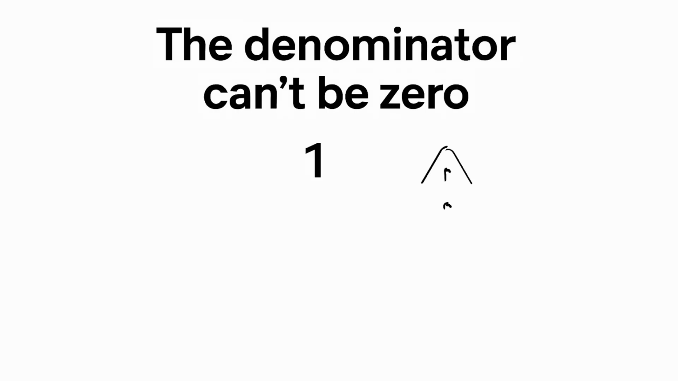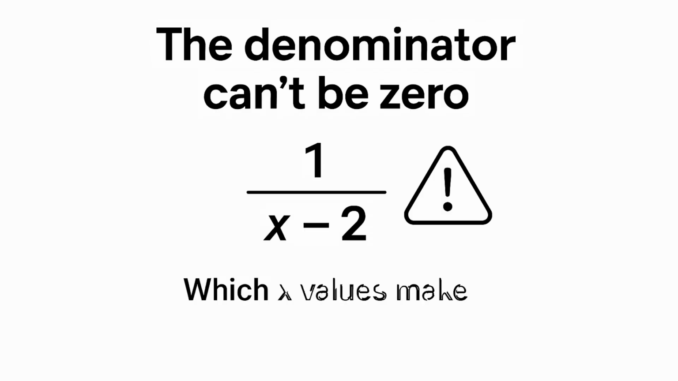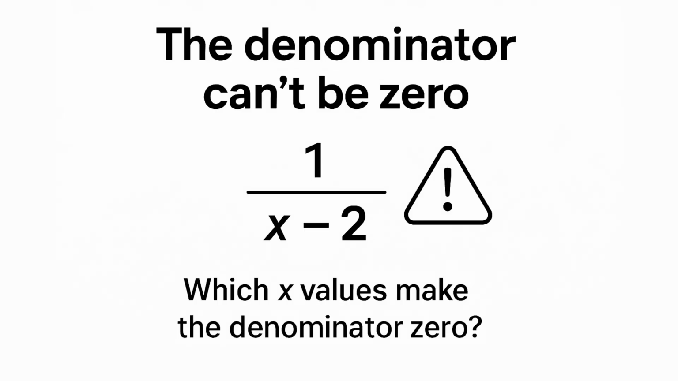Through all of this, one rule never changes. The denominator can't be 0. So we always keep in mind which values of x would make the denominator 0, and we exclude them.